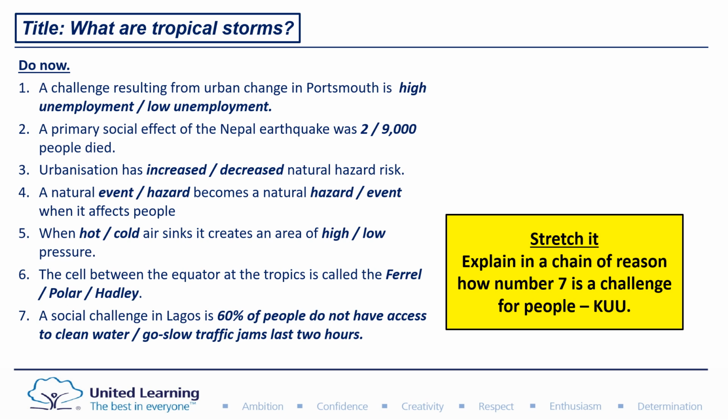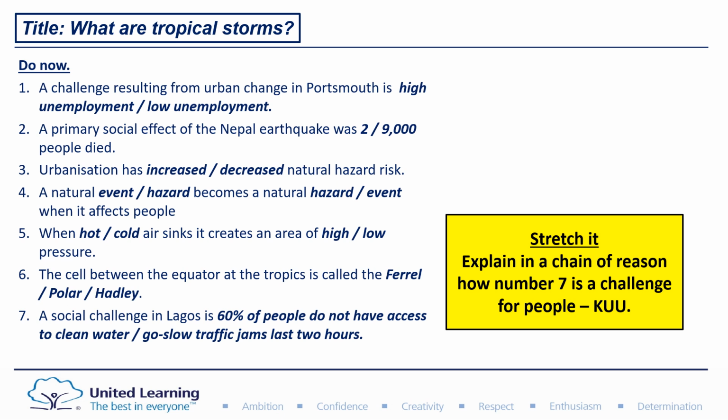We've got number 1 is high unemployment, number 2 is 9,000, number 3 is increased, number 4 is a natural event that becomes a natural hazard when it affects people, number 5 is when cold air sinks, it creates an area of high pressure, number 6, the cell between the equator and the tropics is called the Hadley cell, and number 7, a social challenge in Lagos is 60% of people do not have access to clean water.